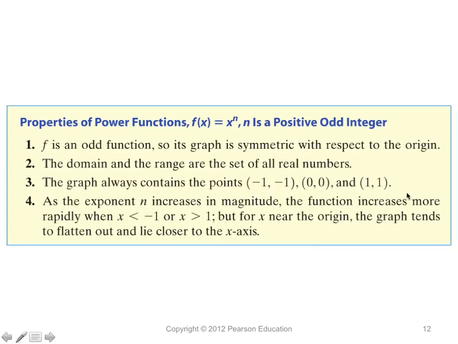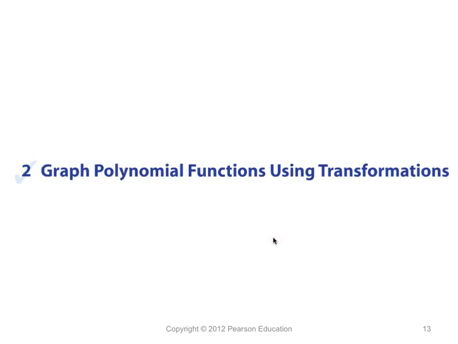They're different points than the last one, but we have points (-1, -1), (0, 0), and (1, 1). These two points are the same as the last one. And then the behavior kind of stays the same. As the exponent increases, the function increases more rapidly, except near the origin where it tends to flatten out and lie closer to the x-axis. So this is the exact same behavior as our even power function.